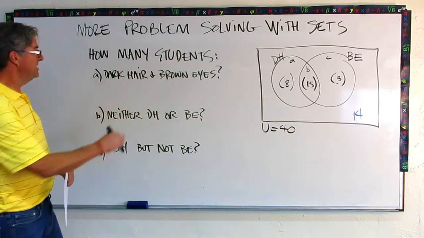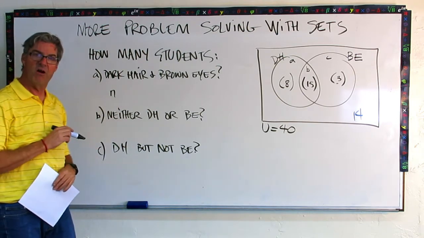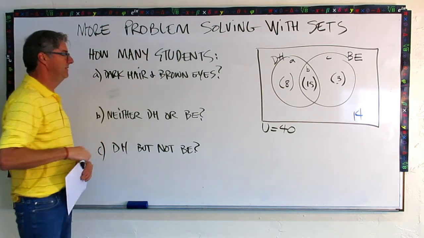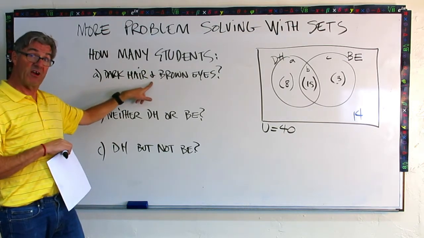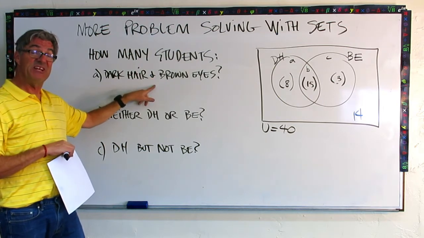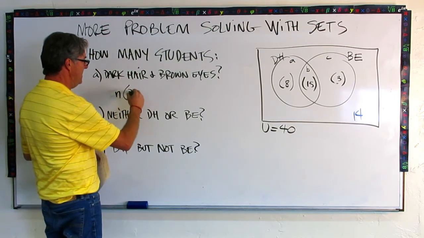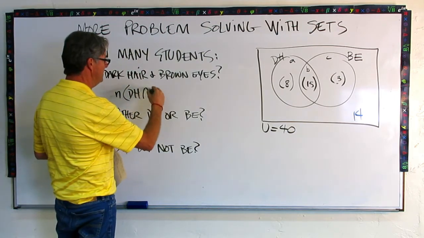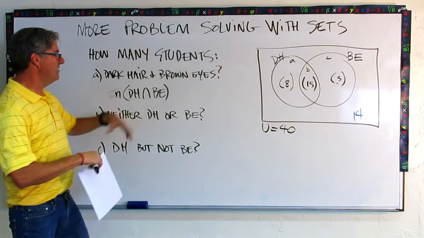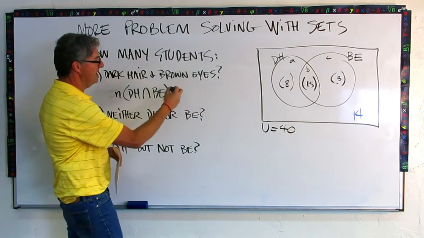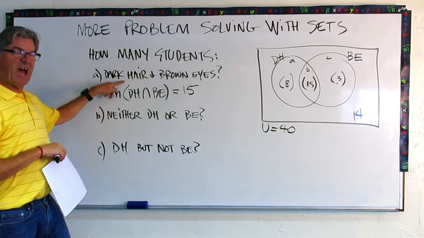Okay, if you realize that this is an and, this would be just a union. Nope, that's wrong. So if you look at this, the people that are in this group have to have both characteristics to be counted. So that's an intersection. So the way we write that would be the intersection of DH and BE. Okay? So intersection of dark hair and brown eyes, and we can pull that right off the Venn diagram. That's 15 people.